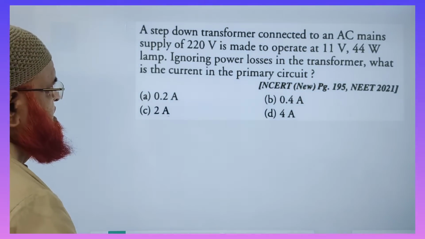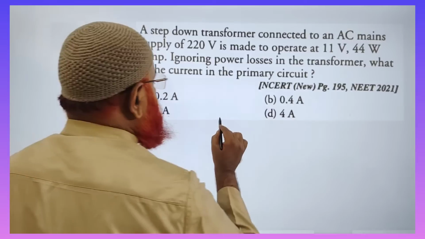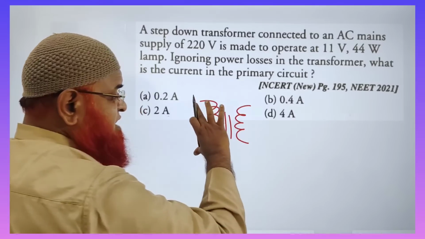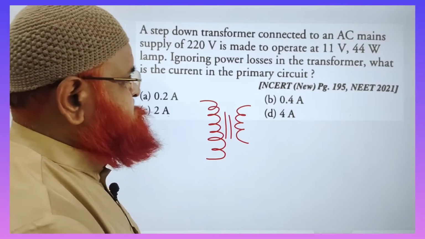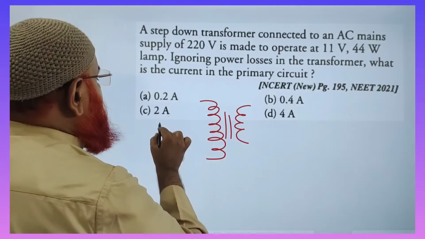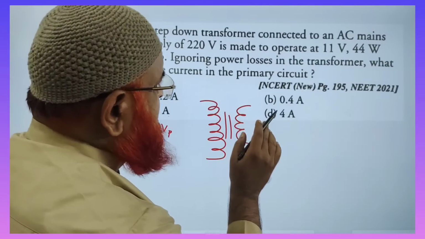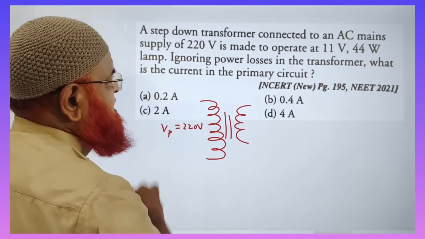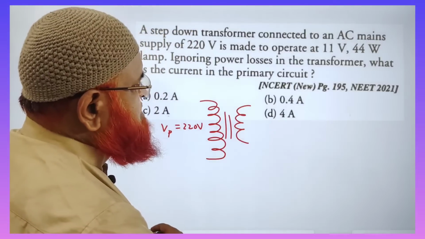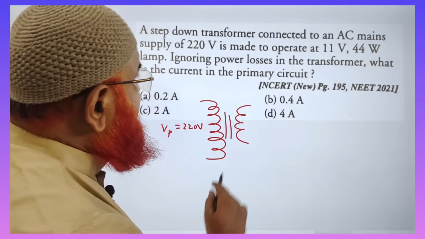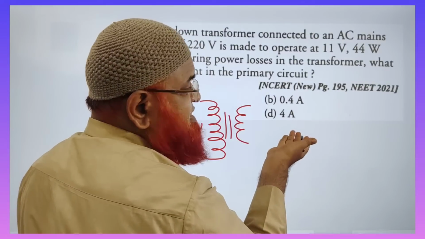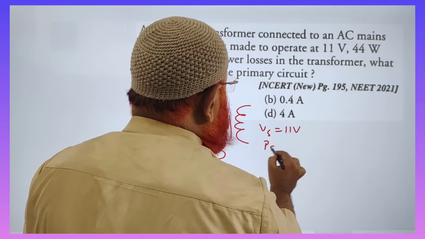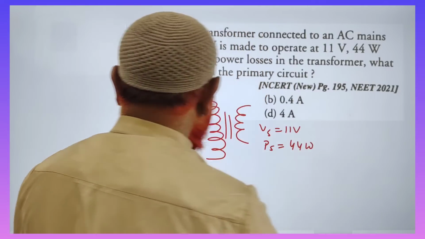Now let us go for the next question. There is a step-down transformer. Means what? In a step-down, the primary has more turns and the secondary has fewer. And AC is connected here. AC main supply of 220 volts means the primary. It is made to operate an 11 volts, 44 watts lamp, which is in the secondary. So voltage at the secondary is 11 volts. Power at the secondary is 44 watts.